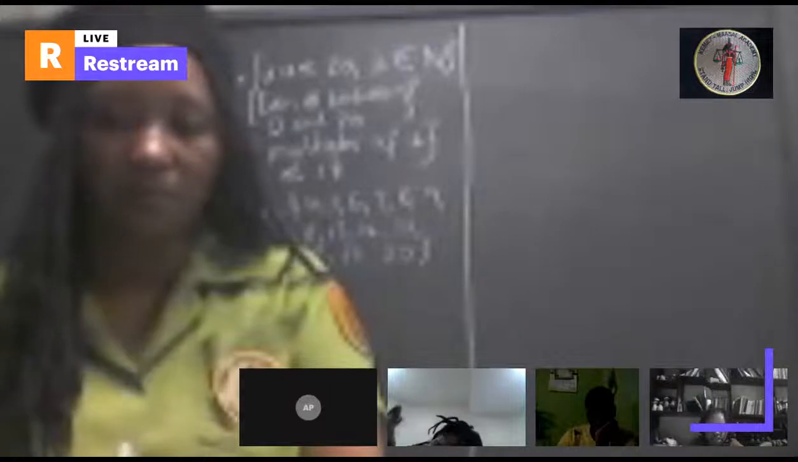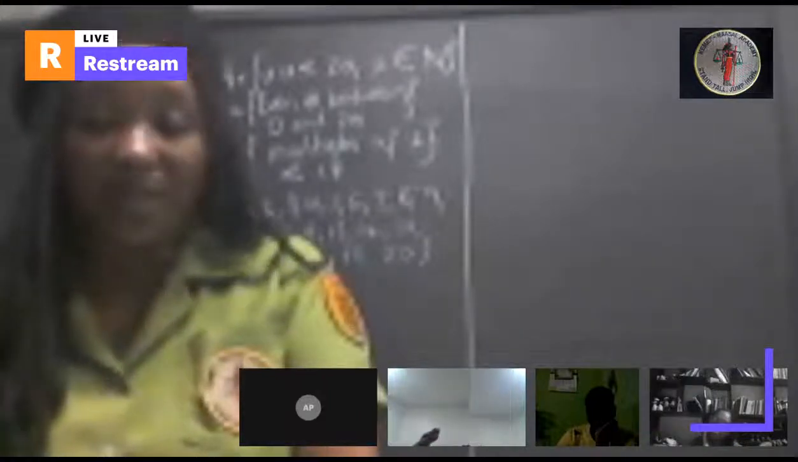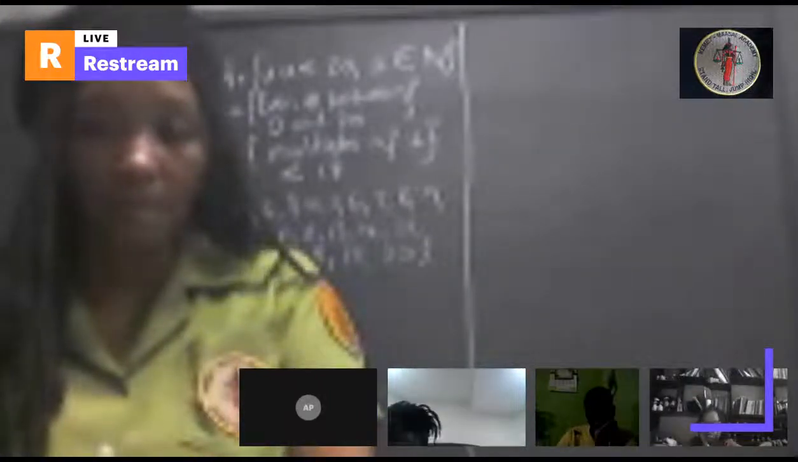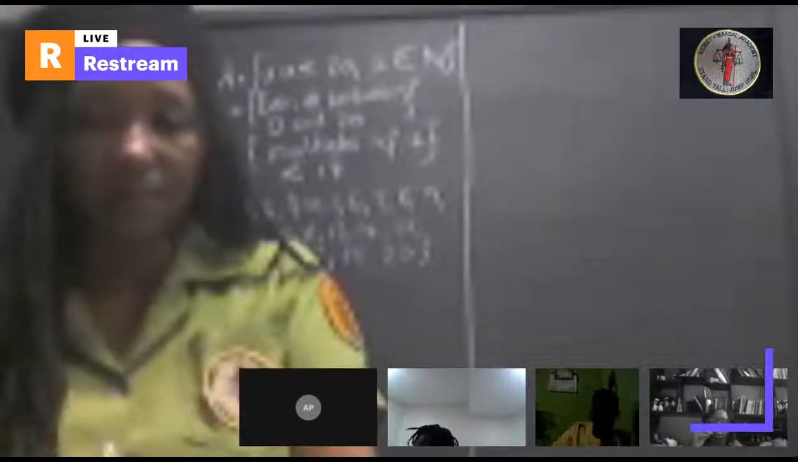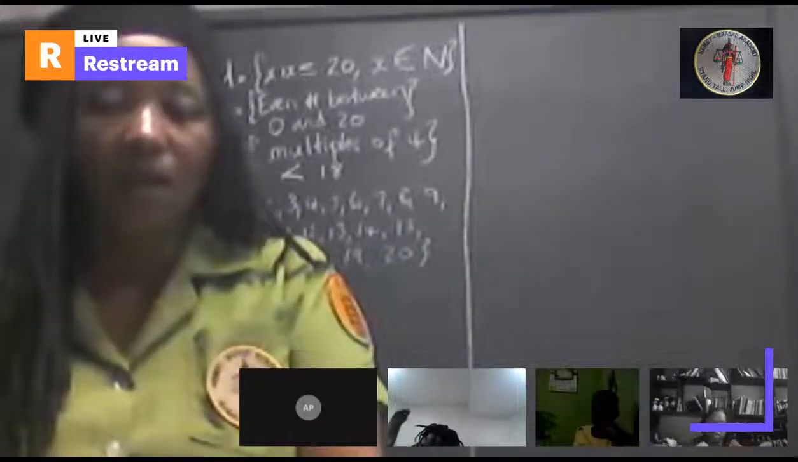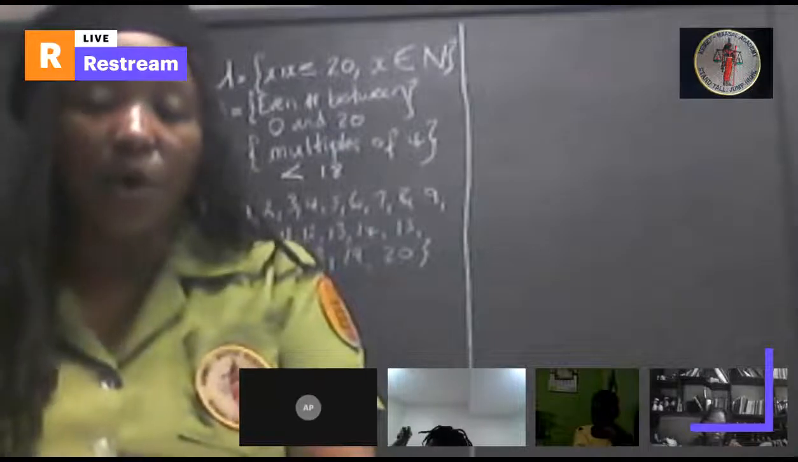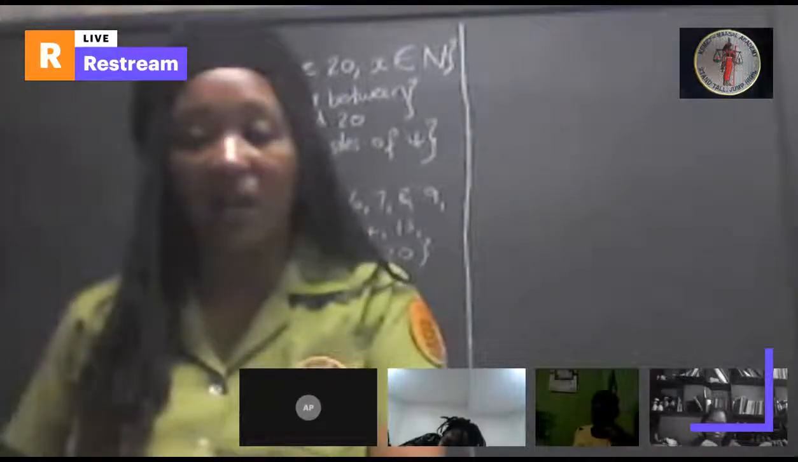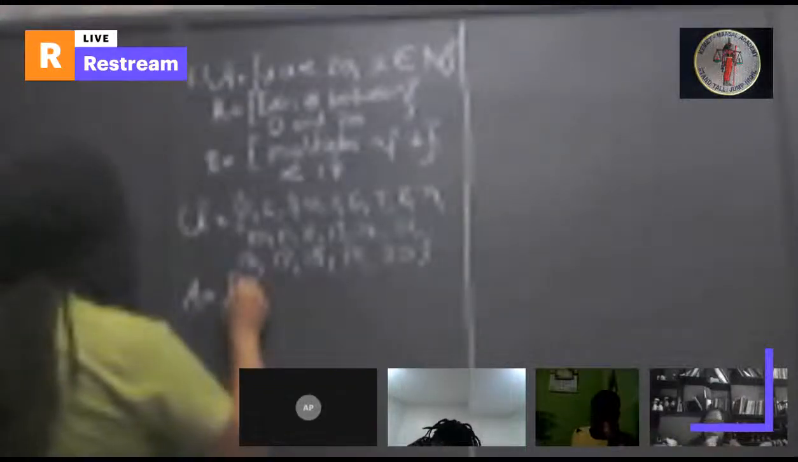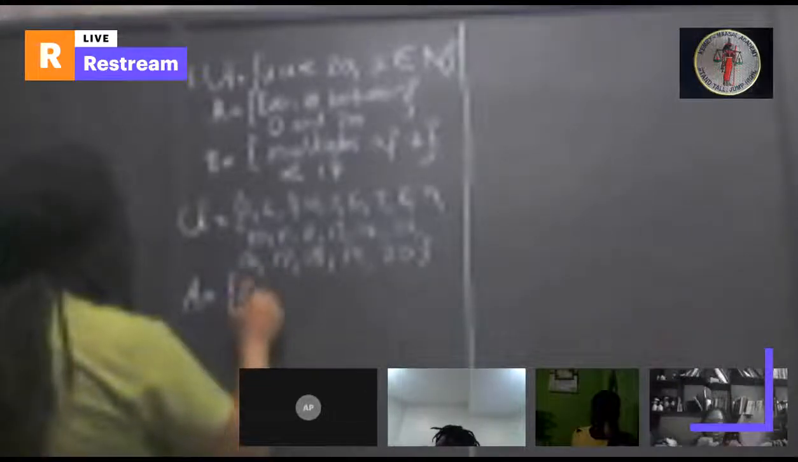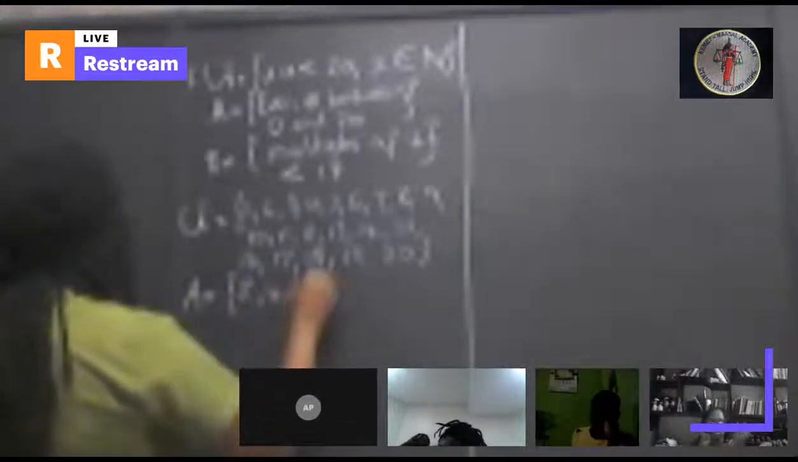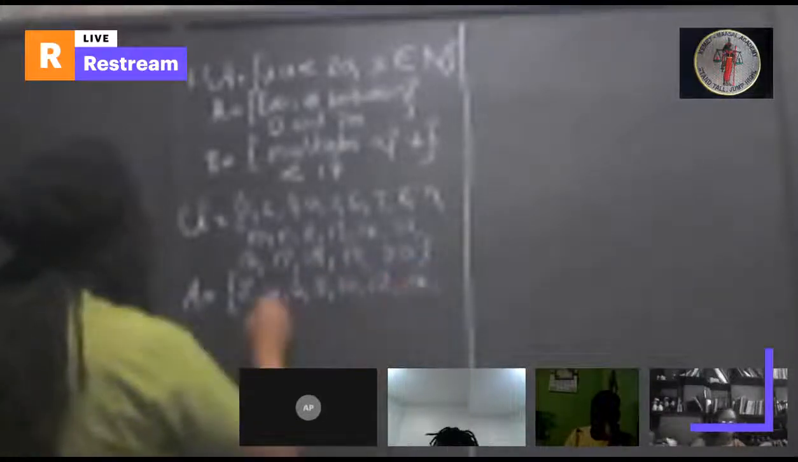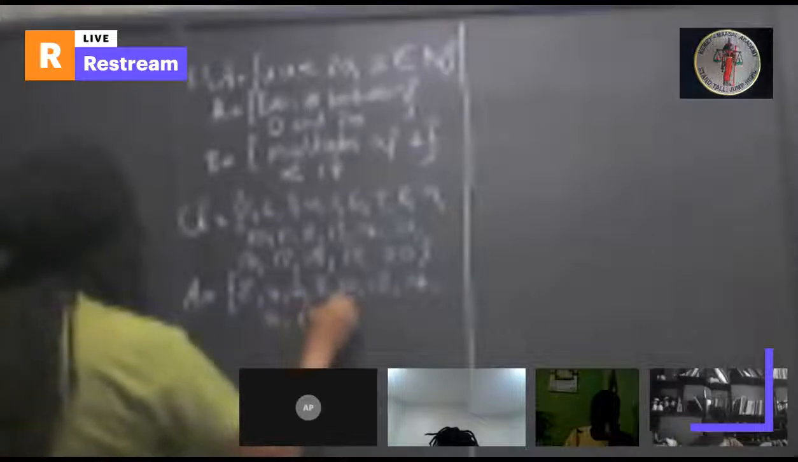Okay. Is 20 an even number? Yes, miss. Are we going to include the 20? No, miss. Because it says between 0 and 20. Between should be less, so only those that fall between the 0 and the 20. So tell me, what are those? 2, 4, 6, 8, 10, 12, 14, 16, 18, right?